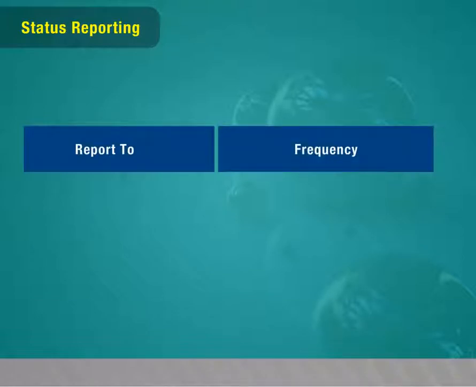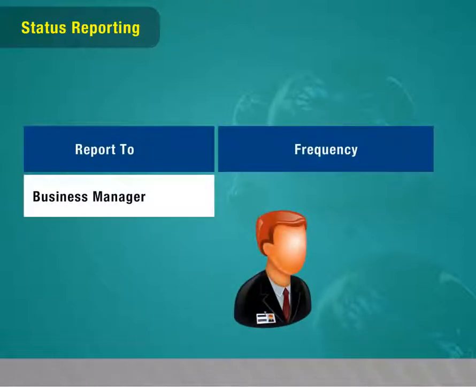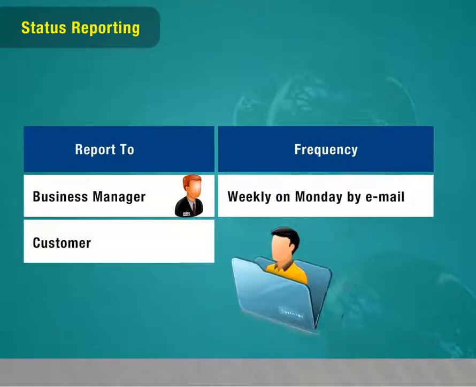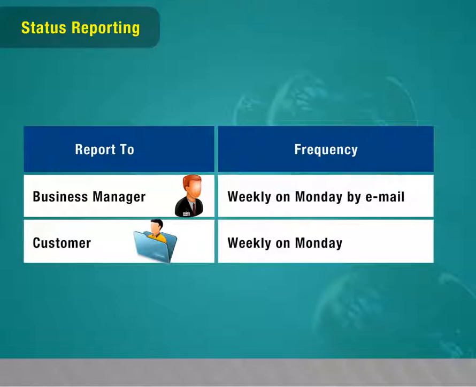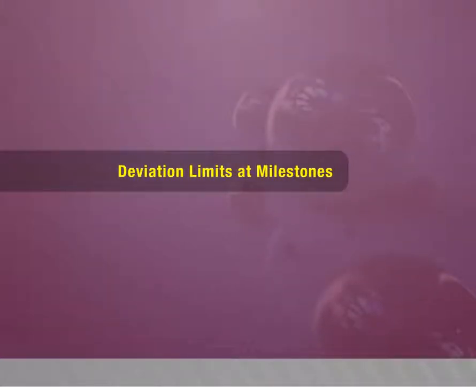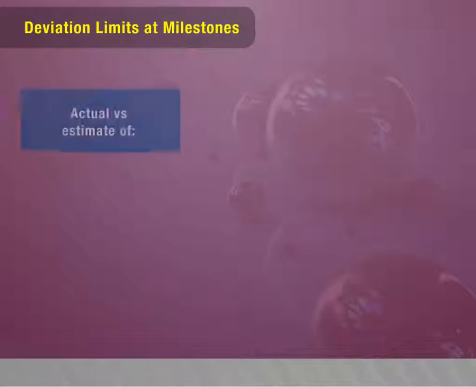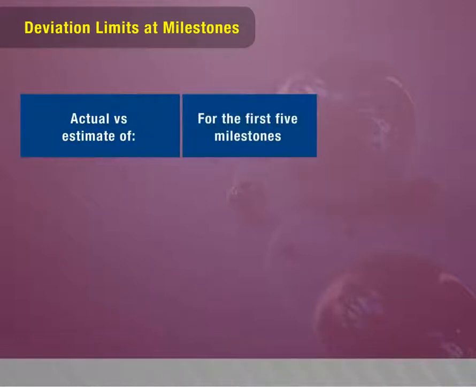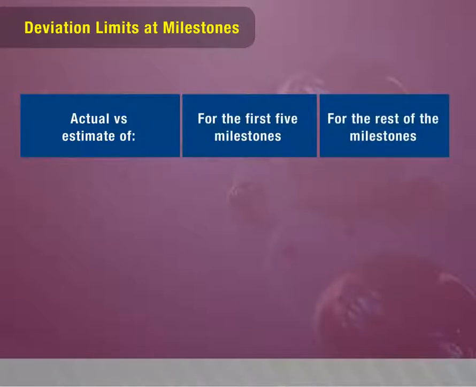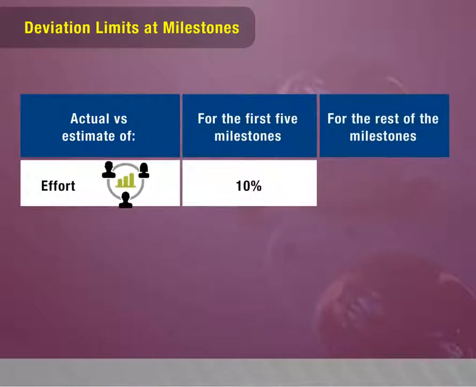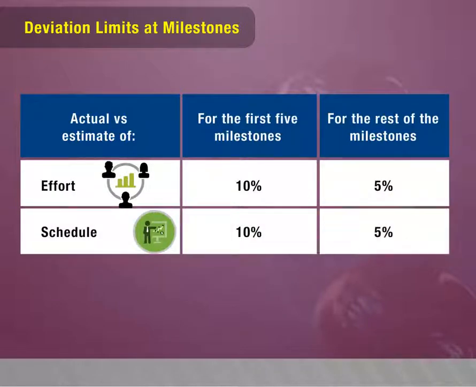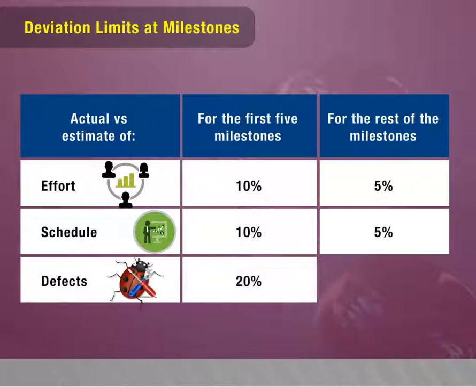Status reporting. Report to, frequency. Business manager: weekly on Monday by email. Customer: weekly on Monday. Deviation limits at milestones, actual versus estimate: for the first 5 milestones and for the rest of the milestones. Effort 10%, 5%. Schedule 10%, 5%. Defects 20%, 20%.